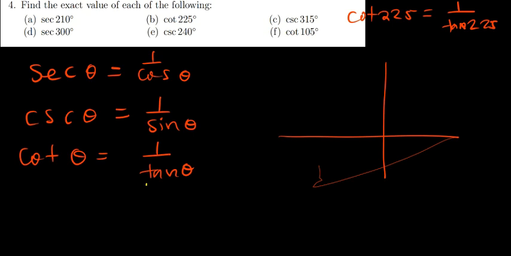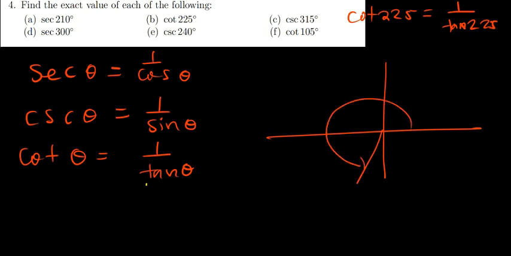Okay, so 225 is in the third quadrant. So from this point all the way to that point, that is 225. To find the reference angle, which is this one, we have to say 225 minus 180, because we know that from this point all the way to this line is 180. So we just want this part, which is the reference angle. Okay, so that gives me 45. So that is 45. Now the reference angle is 45.